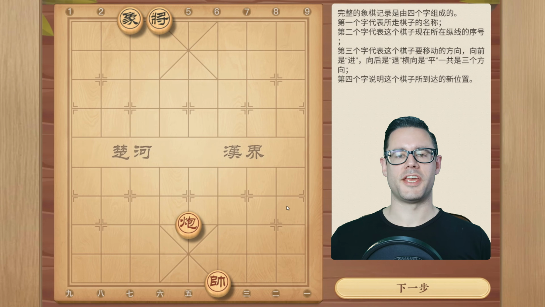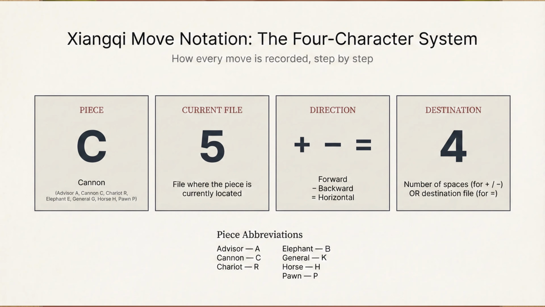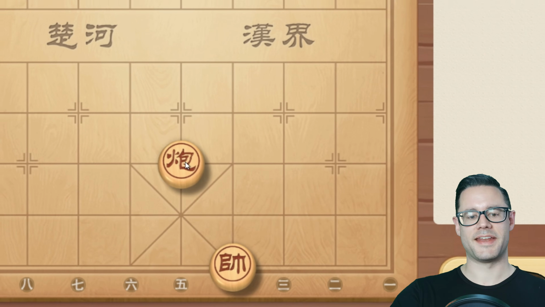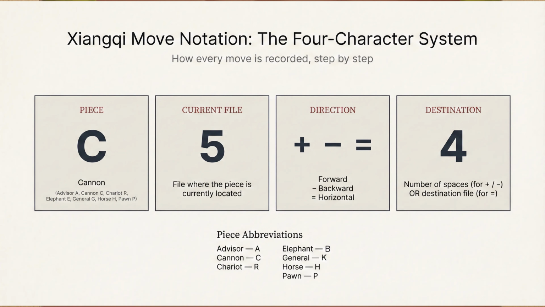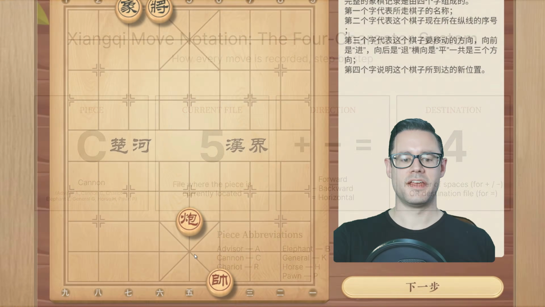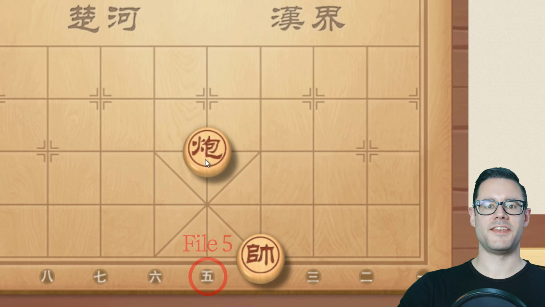In Xiangqi notation, to record a move, there are 4 characters that you'll write down to say what piece is being moved, which direction it's moving, and where it moved to. The first character is the name of the piece. For example, if we were to move this cannon, we would say C. The second character is the file that it is currently located on. In this case, it's located on file 5. So we would say C5.